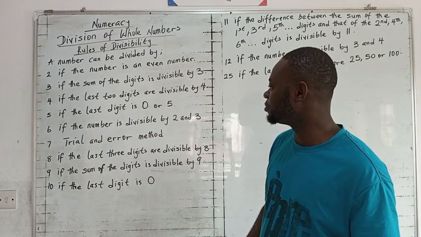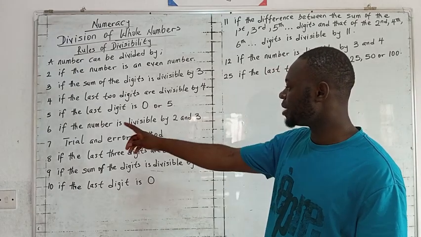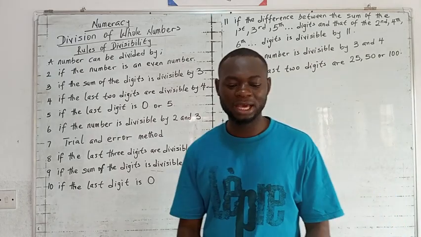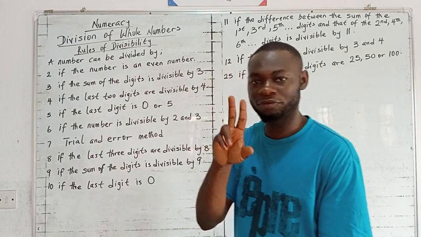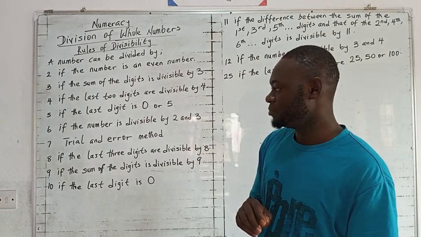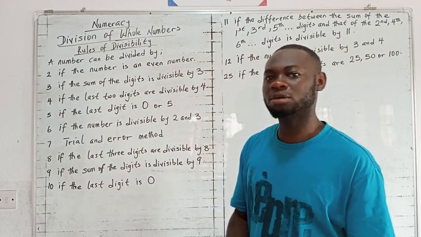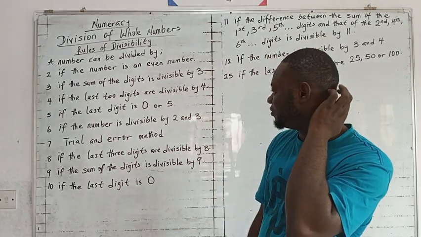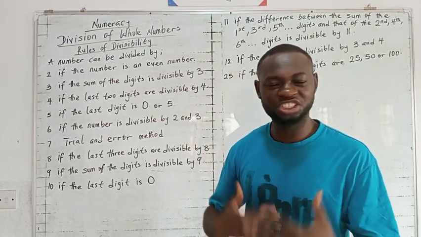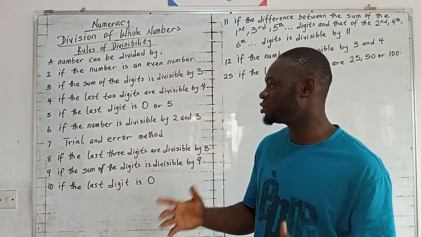A number is divisible by 5 if the last digit is 0 or 5. A number is divisible by 6 if that number can be divided by 2 and 3. Both of them must be able to divide that number before 6 can divide. But if that number can be divided by 2 and it can't be divided by 3, then that number is not divisible by 6. Divisibility by 7 is the trial and error method. It has no rule. You just check if it can. If it can't, you determine. But divisibility by 7, we use the trial and error method.